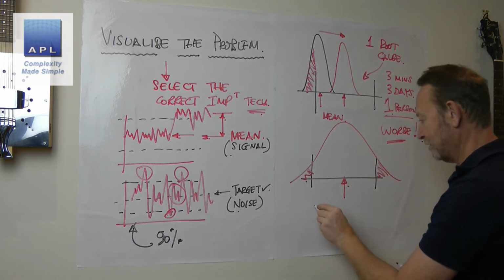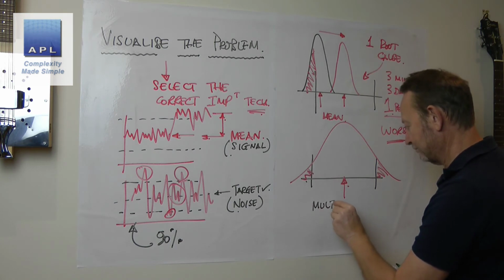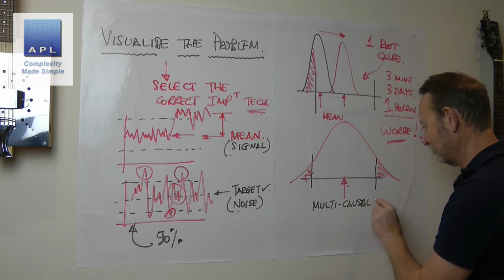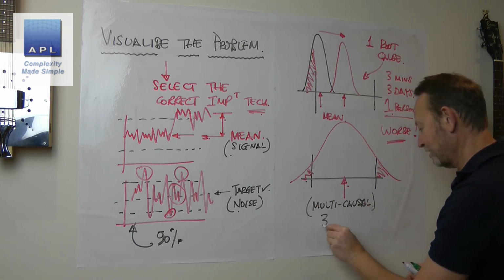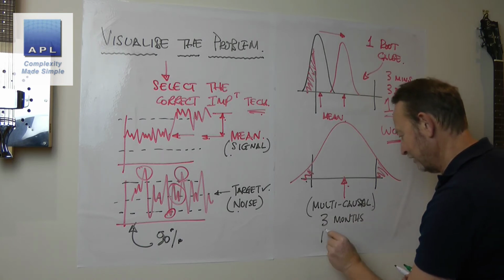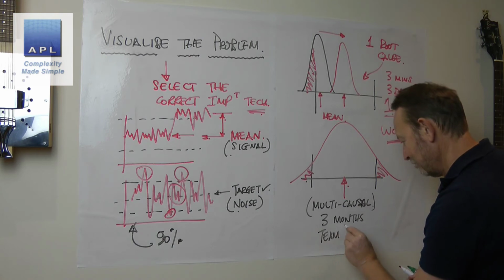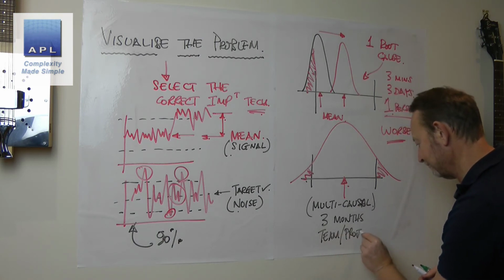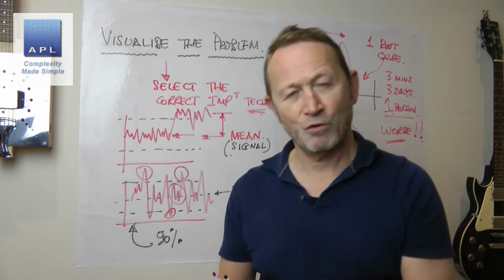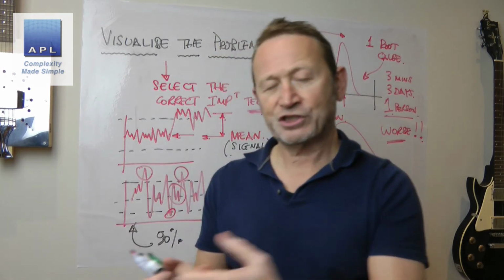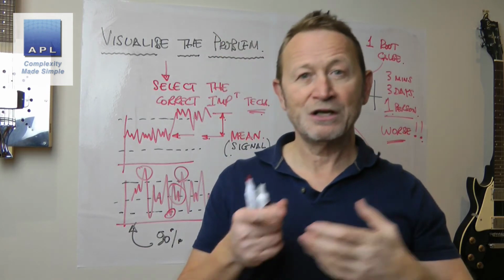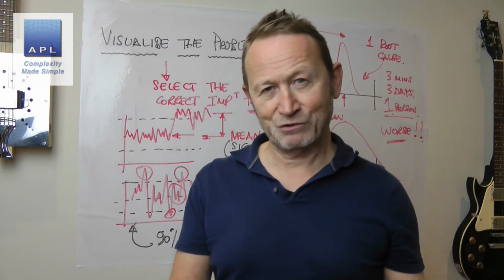Now this is multi-causal. This will take you 3 months to get this fixed. You will need a team. You will probably need a project. There will be all sorts of things. The quality of the raw material that you're buying, the standard of the maintenance routines, the fact that you might be running to breakdown and not doing any breakdown routines.